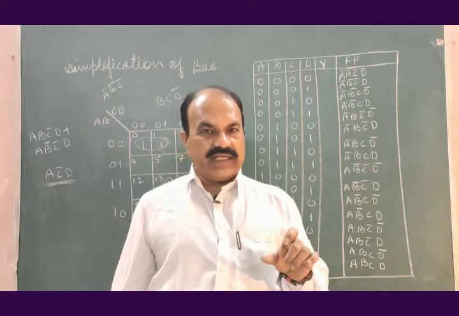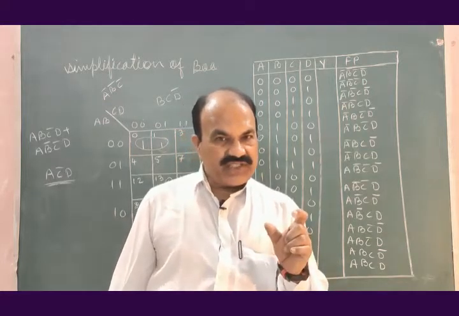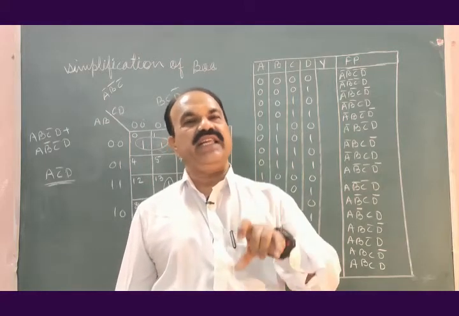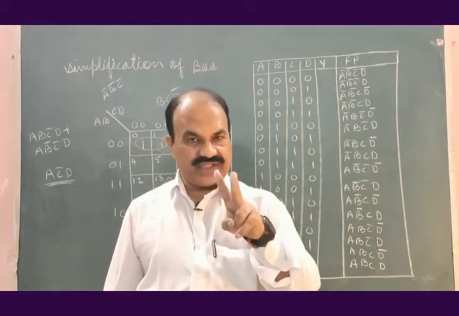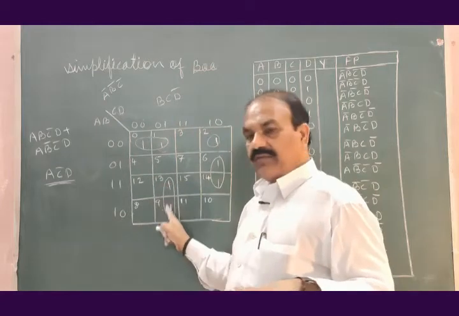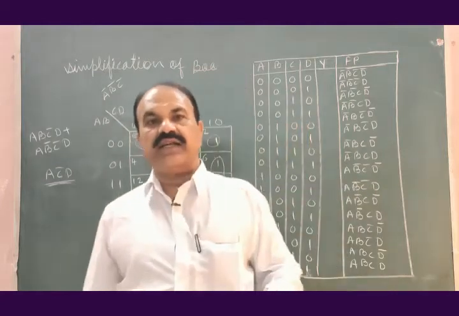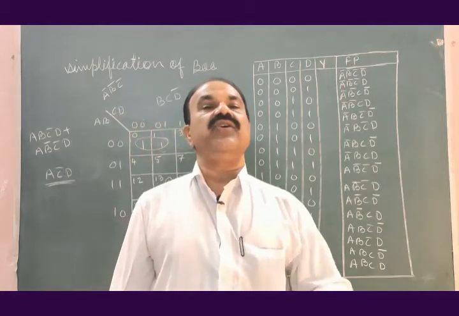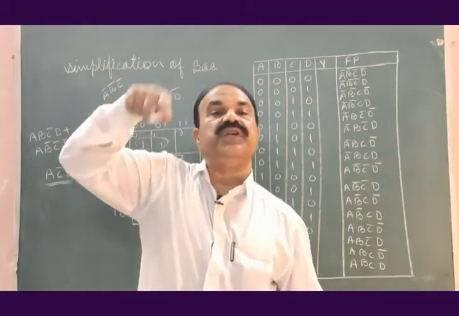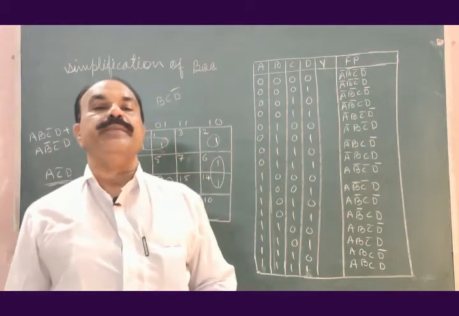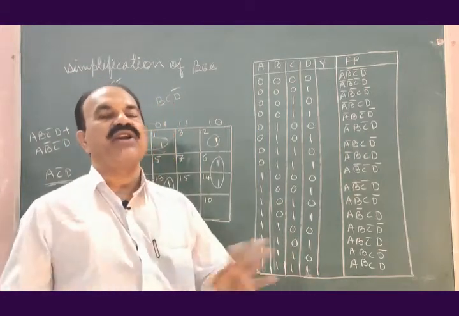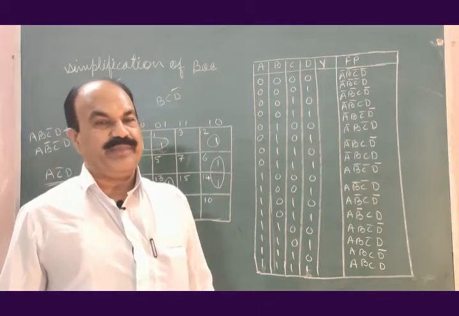The ones horizontally adjacent or vertically adjacent, the two ones which are adjacent to each other either horizontally or vertically can be grouped together to form a pair. The ones diagonally adjacent are not considered for forming the pair.